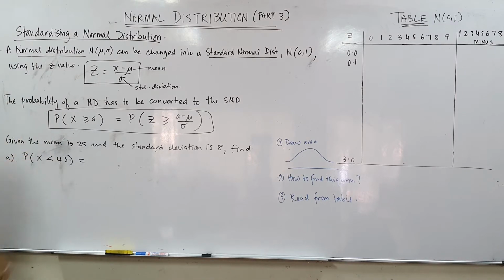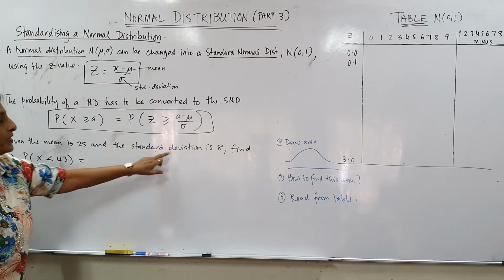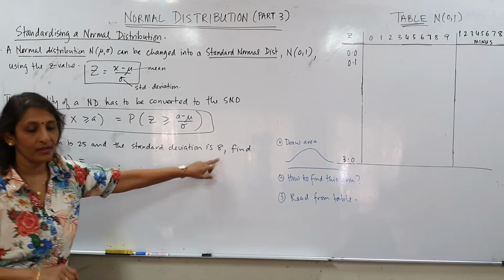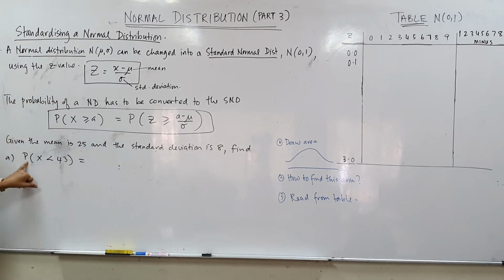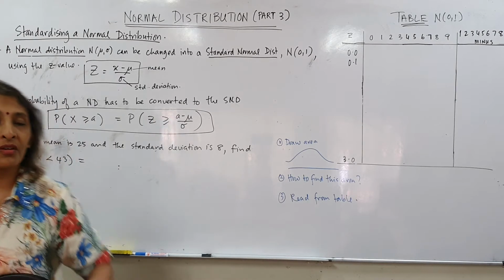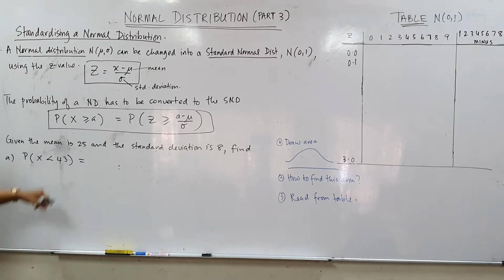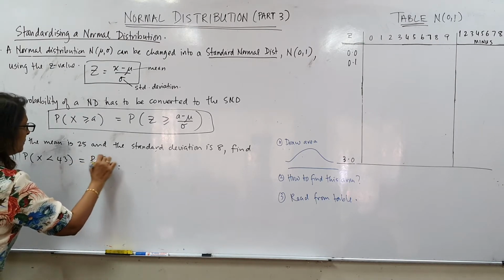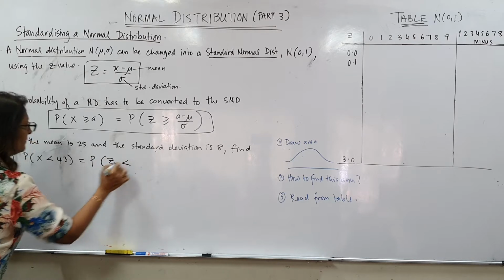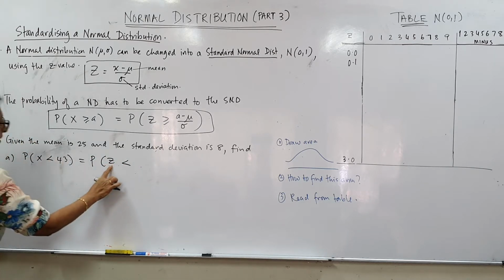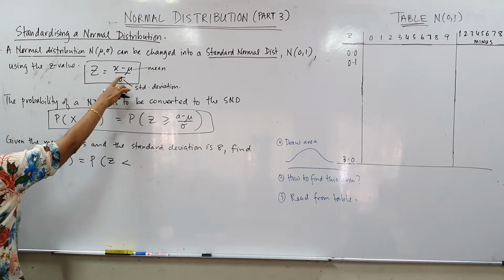Let's look at an example. Given the mean is 25, that means mu is 25, and the standard deviation sigma is 8. They want you to find the probability of a normal distribution less than 43. So your step 1 will be to convert the normal to the standard normal. I have to change x to z. You have to use the formula up here.